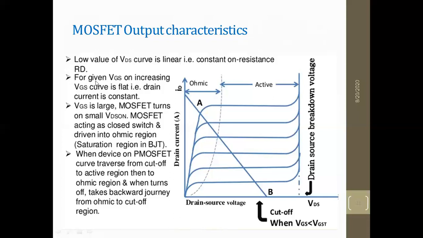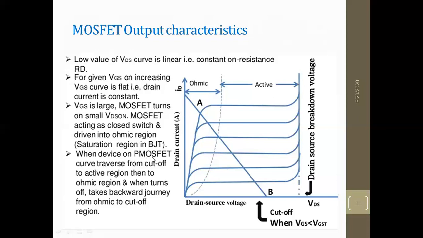Here, if you observe the graph, at a low value of VDS the curve is linear, with constant on resistance. The VDS should be linear at low values. For a given VGS, on increasing VGS the curve becomes flat. Here, the drain current is constant. When VGS is large, the MOSFET turns on, acting as a closed switch and driven into the ohmic region. This is nothing but the ohmic region.